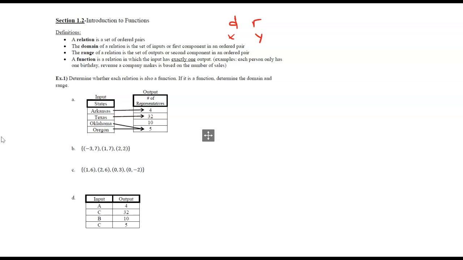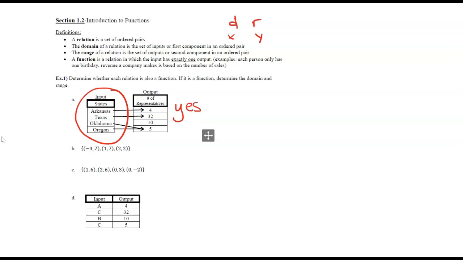We need to determine if the relation is a function. So basically, does each input or x value have exactly one output? So Arkansas goes to 4, Texas goes to 32, Oklahoma goes to 5, and Oregon also goes to 5. So would this be a function? Well, if you look, all of the inputs have exactly one output. We don't have one input going to 2 different outputs. And so yes, number A would be a function.